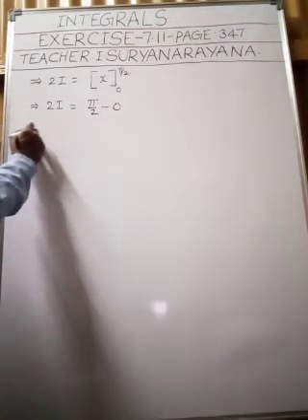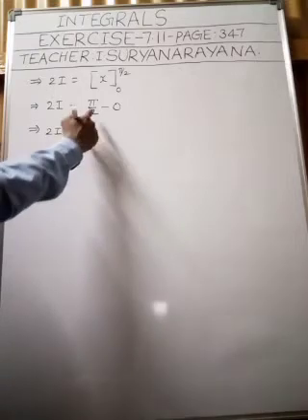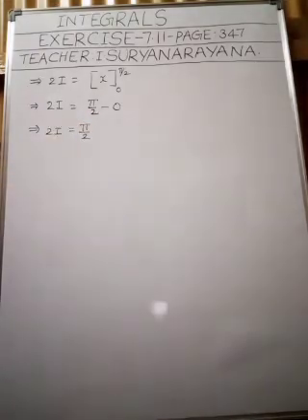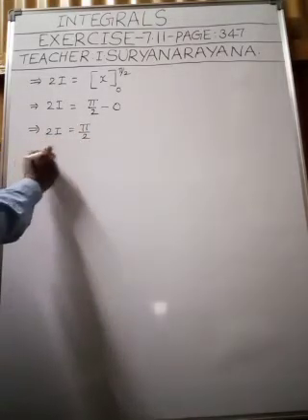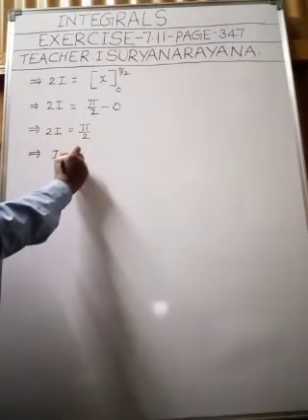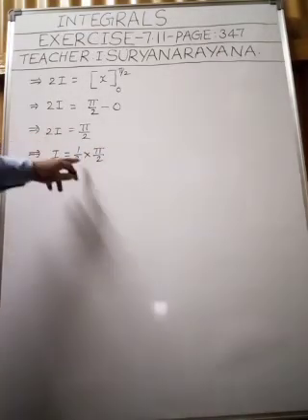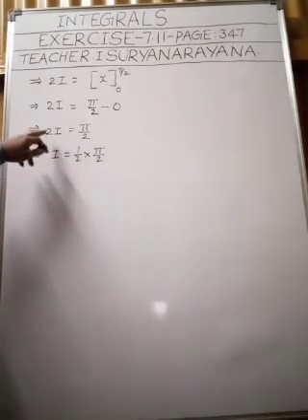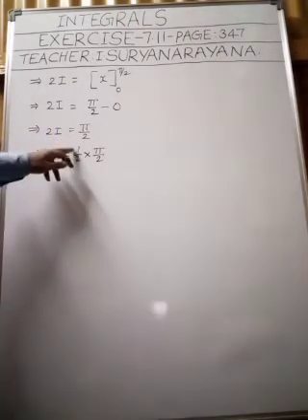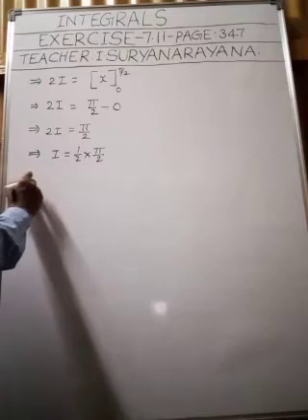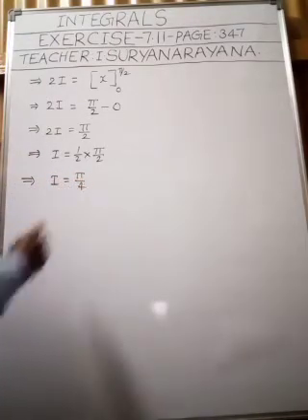Right. This implies 2I is equal to pi by 2 minus 0. What will you get? Pi by 2. From this equation we find the I value. So I is equal to 1 by 2 into pi by 2. If you transpose this 2 to the RHS, it becomes 1 by 2. Okay, my children, this implies I is equal to pi by 4.